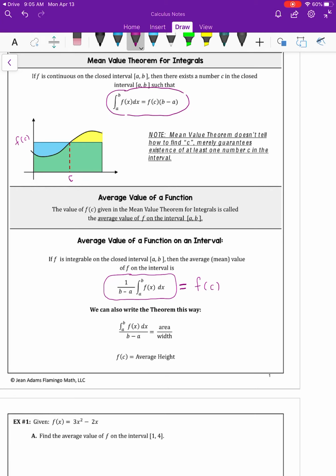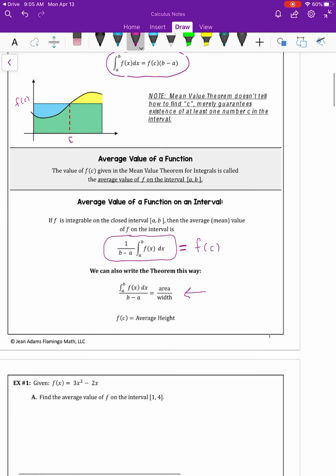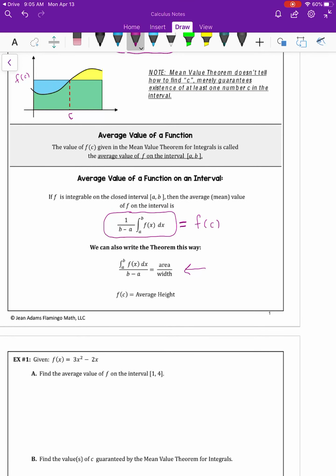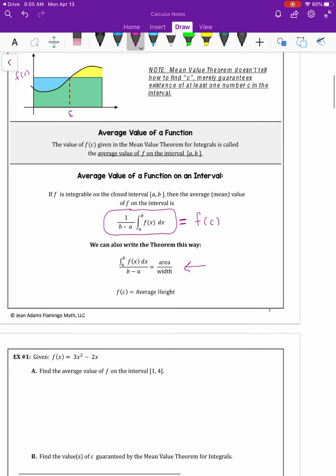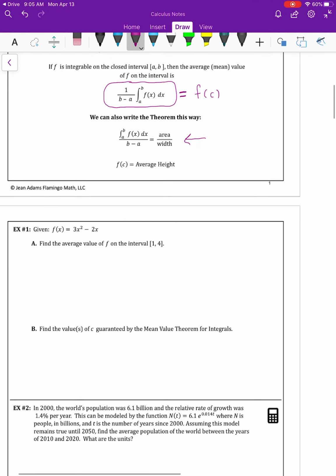That makes sense that this would then be equivalent to f of c, right? And so if you looked at this formula up here, you would see that if you divided by b minus a on both sides, you would get that f of c is equal to the integral divided by b minus a, which is the same thing as 1 over b minus a times the integral. So again, those two are very connected. They make sense. Sometimes people think of it like that, which is the same thing we just talked about. But so average y value could also be thought of as average height.